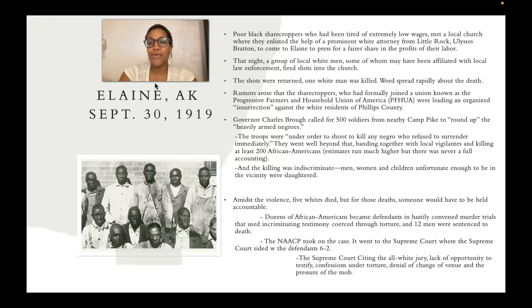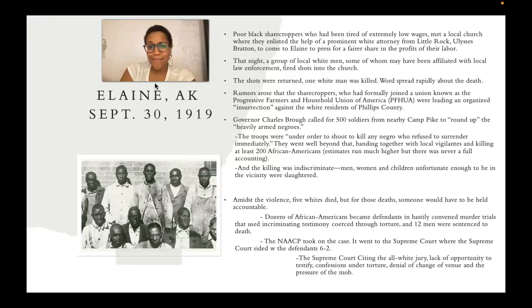And word spread rapidly about the death of this one white man, right? And so rumors arose that the sharecroppers who had formerly joined a union known as the Progressive Farmers and Household Union of America, or the PFHUA, were leading an organized insurrection against white residents of Phillips County. Governor Charles Brough called for 500 soldiers from nearby Camp Pike to round up the heavily armed Negroes. The troops were under order to shoot to kill any Negro who refused to surrender immediately.